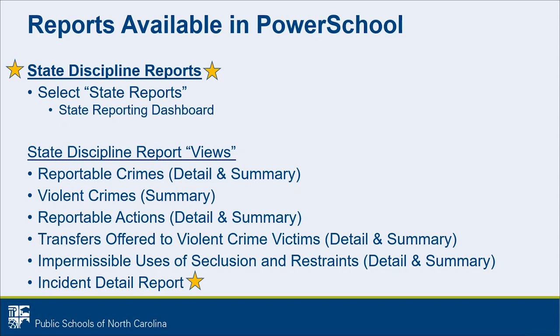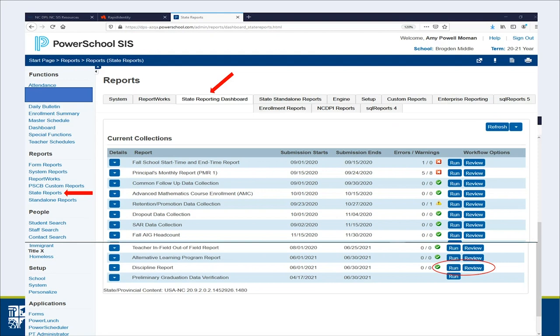Okay, so just remember, certain incidents must be submitted to the state within 5 days of occurrence. But all data must be submitted by June 30th at EOY of each year. And to do that, you must run the state discipline report. Before I go any further, there is a sequence. This report needs to be run at the school level, then at the district level. And once that has been run at the district level, it will then be moved over to the state. So how do we do this? So from the start page, we're going to look over to the left-hand menu for the report section.